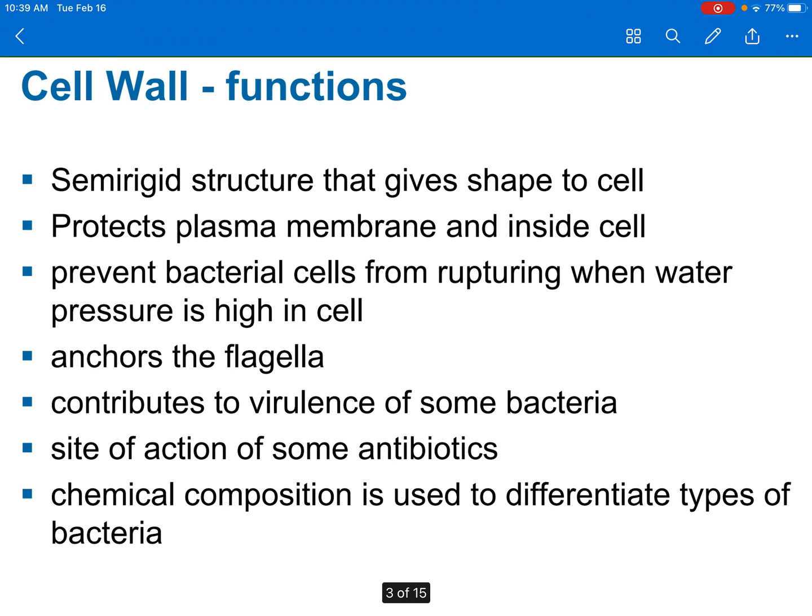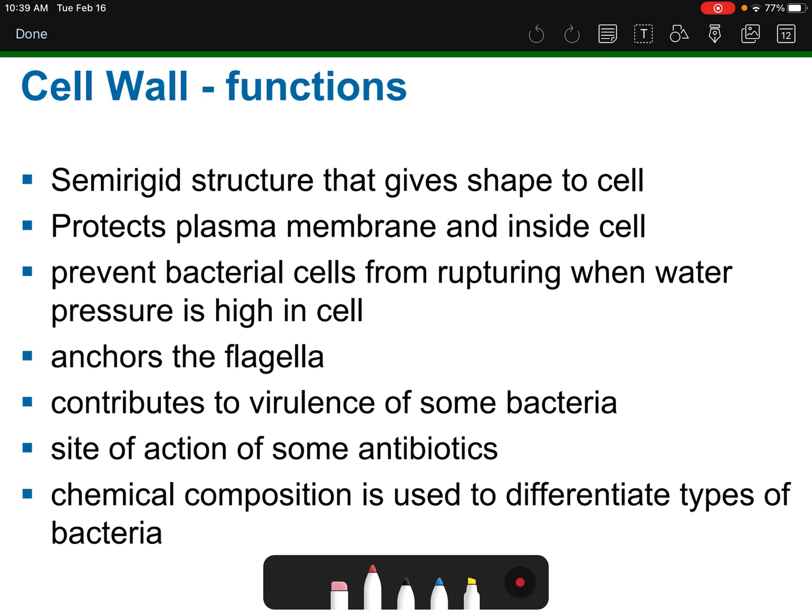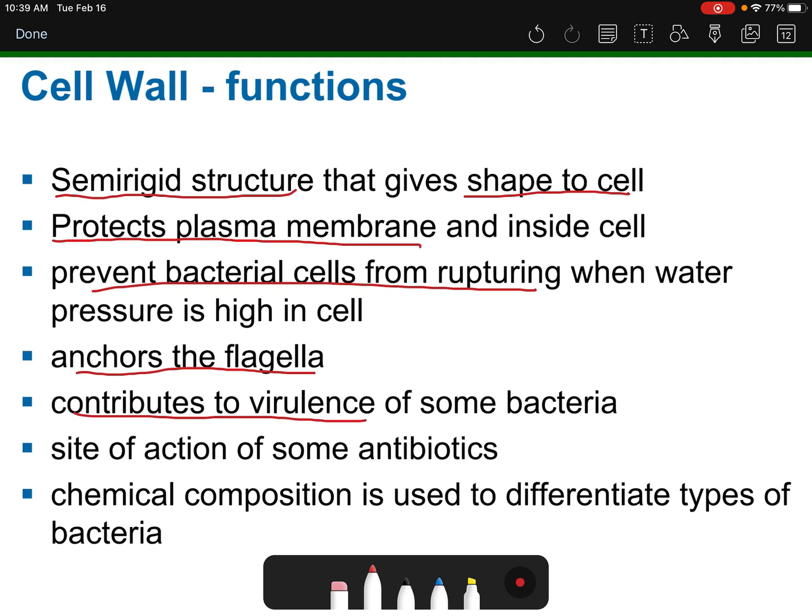So when we look at the functions of the cell wall, remember that it's a semi-rigid structure, much more firm than a cell membrane is, and so it gives shape to the cell. It helps protect the inner plasma membrane or cell membrane. It can prevent the bacterial cell from rupturing when you have high water pressure. It helps anchor the flagella for those bacteria that have a flagella. And in some cases, it contributes to the virulence of some bacteria. So how disease-causing they are and how bad of a bacteria they are, basically.